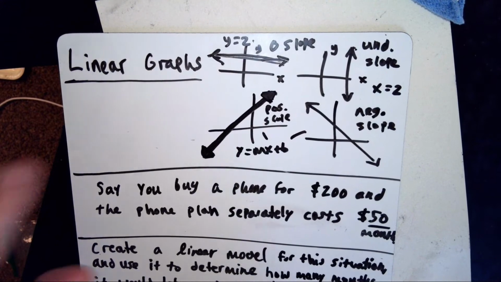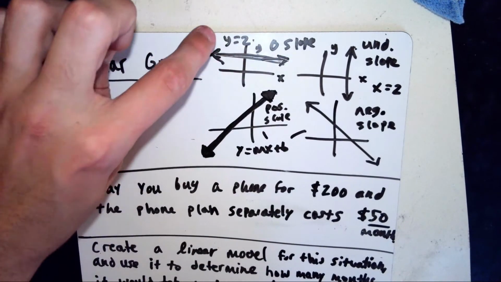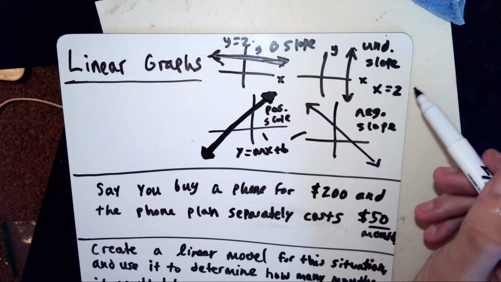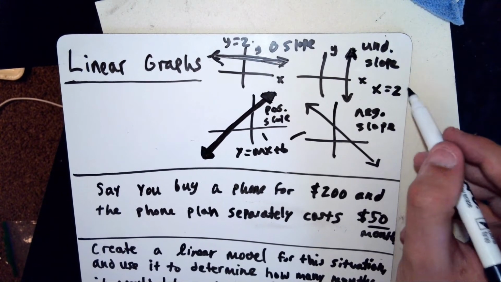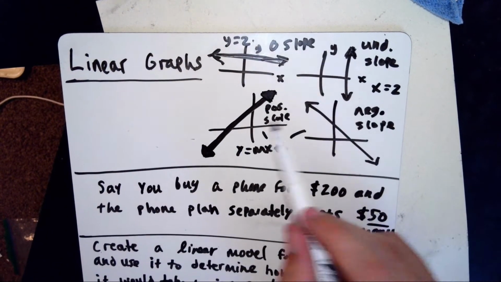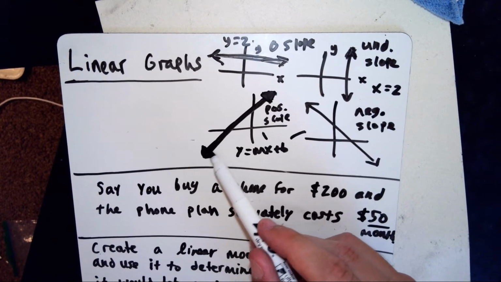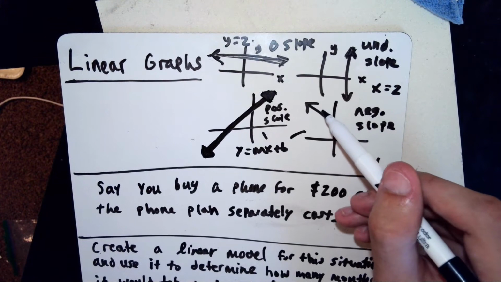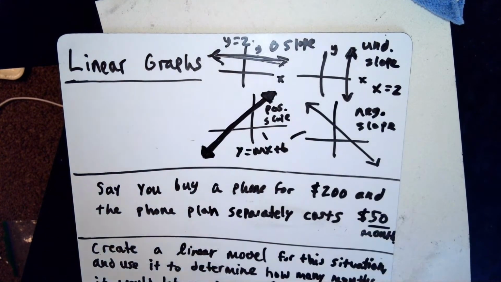So linear graphs can take four of the following forms. You've either got a horizontal line, y equals 2, let's say, where you have zero slope. You have vertical lines where you have an undefined slope, and they're of the form x equals a number, x equals 2, say. And then you've got these two other cases, one where you have a positive slope where it's increasing as you move toward the right, or one with a negative slope, which means that your function is decreasing as you move to the right.